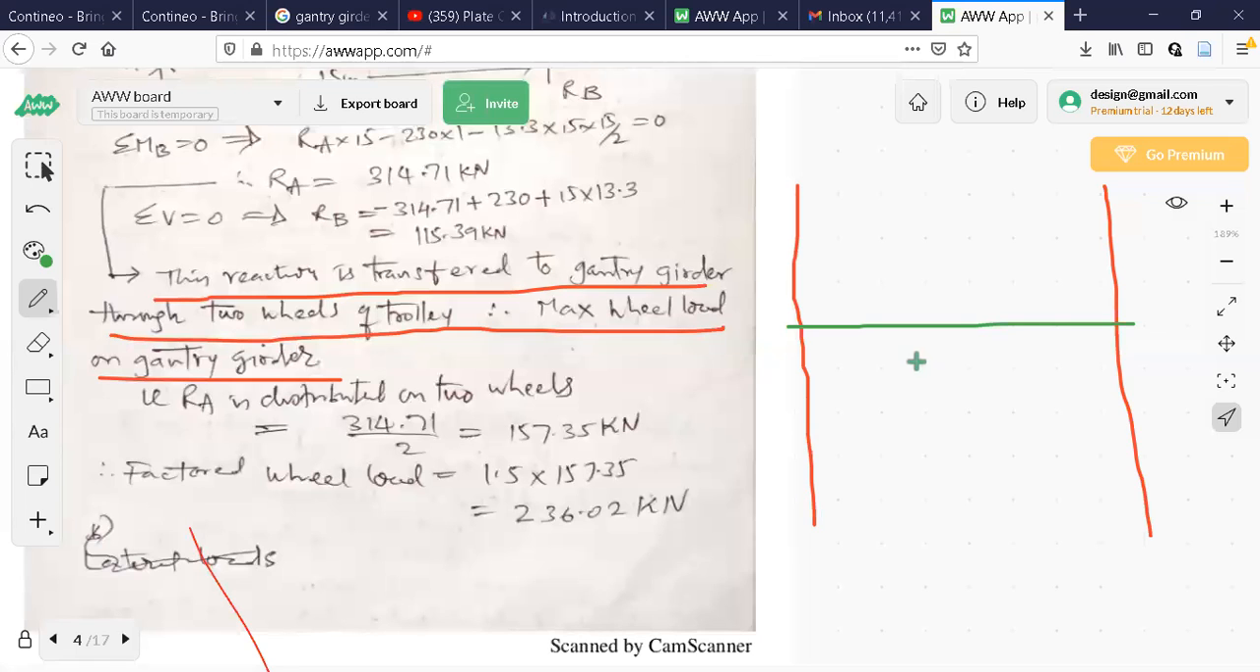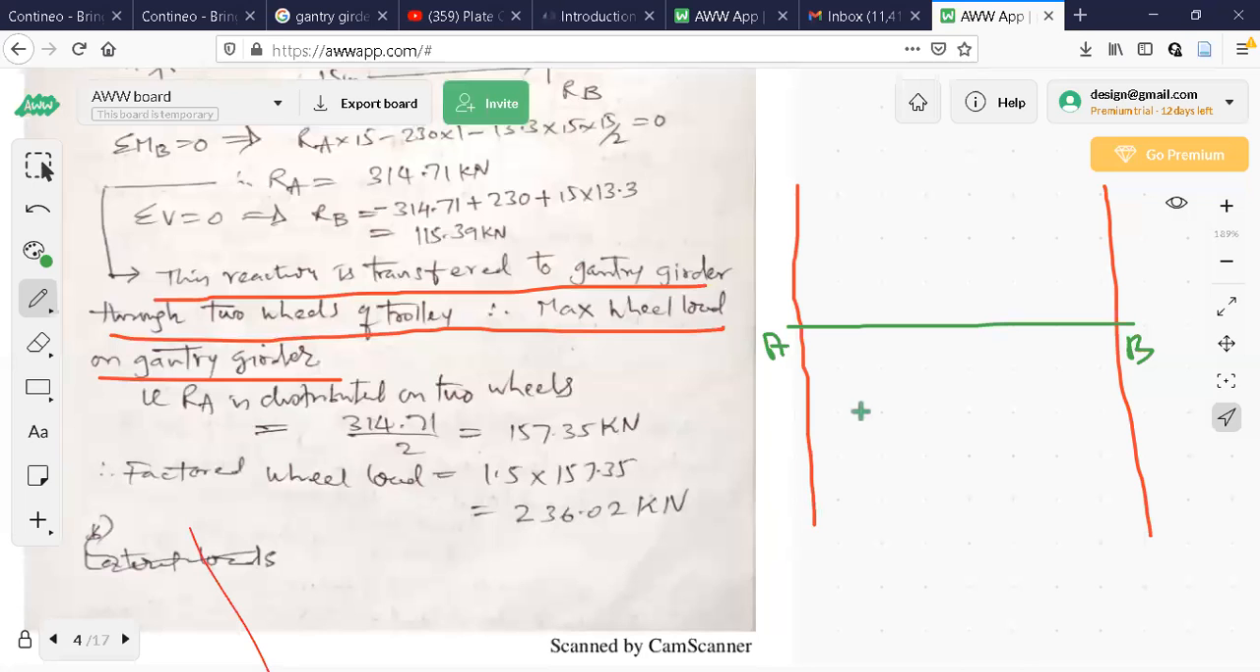Now I have placed the loads on the crane girder. One point load was there and a UDL was there. Then I have calculated the reactions at A and B. Let us say this is A, this is B. You see this one, the green line is the crane girder, the red lines are the gantry girders. Now when you calculate the reactions at A and B, the reaction at A is that much load the gantry girder has to carry.